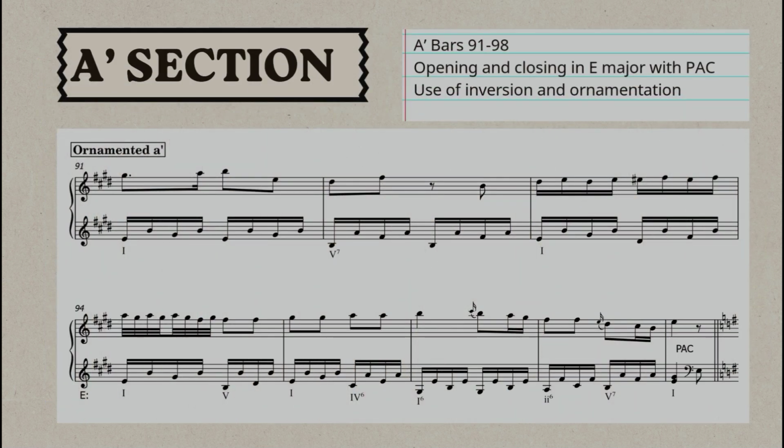The A prime section, bars 91 to 98, returns to the episode's opening theme in E major, now shortened to wrap up the episode. It cadences convincingly in E major in bar 97. By the end of this section, the parallel major is simply dropped to a minor mode, allowing the final return of A. Overall, couplet 2 intensifies the rondo's major minor dialogue.